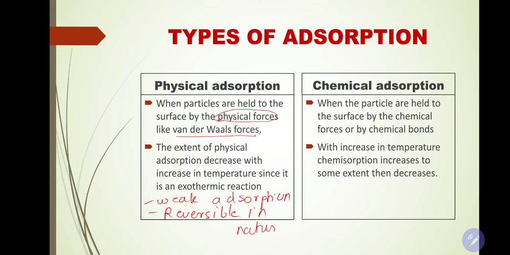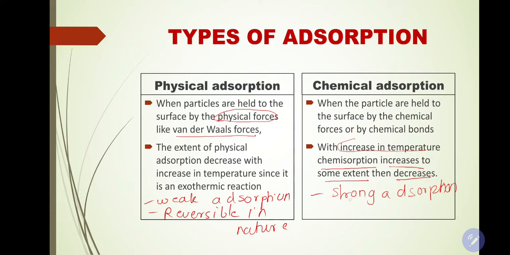Whereas, if you are talking about chemical adsorption, chemical adsorption is the adsorption in which the particles are held to the surface by chemical forces or chemical bonds. So it is the strong adsorption. Do remember, with increase in temperature, chemical adsorption or chemisorption basically increases to some extent and then it will decrease.